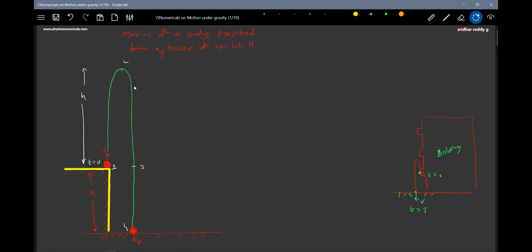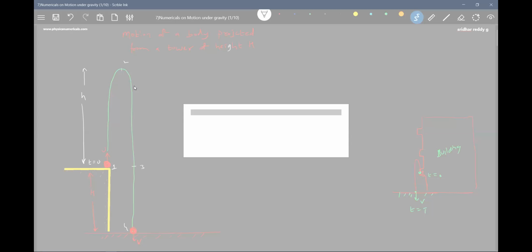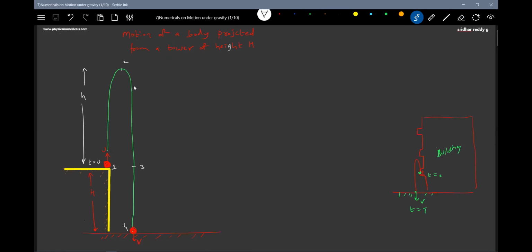Just take some ball, go outside and project it. Nothing to you. Just go outside. Stand on a certain high rise like a canopy or some cliff or something like a hill. From there you throw a ball. So the ball will rise up, then it will fall down. This motion is what we are discussing here, nothing big here.